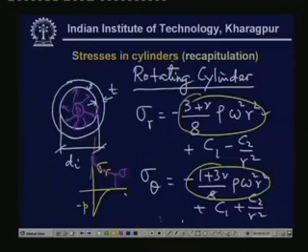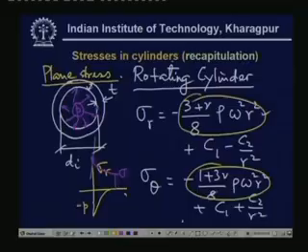But important thing is that this is for the plane stress consideration, plane stress problem. If it is a plane strain problem, then the solution, the stresses, look different. We are not going to do that, but for plane stress, this may be valid for a thin disc or a very short cylinder. If it is a very long cylinder, then we will have to consider the plane strain problem, which looks a little different. Now, this is for the rotating cylinder.